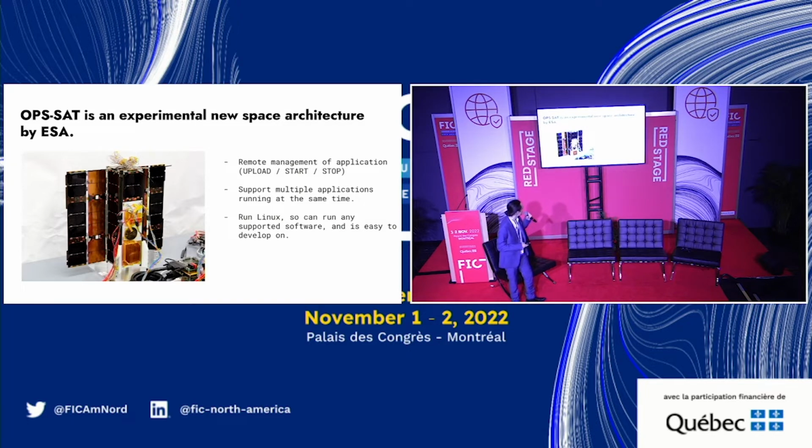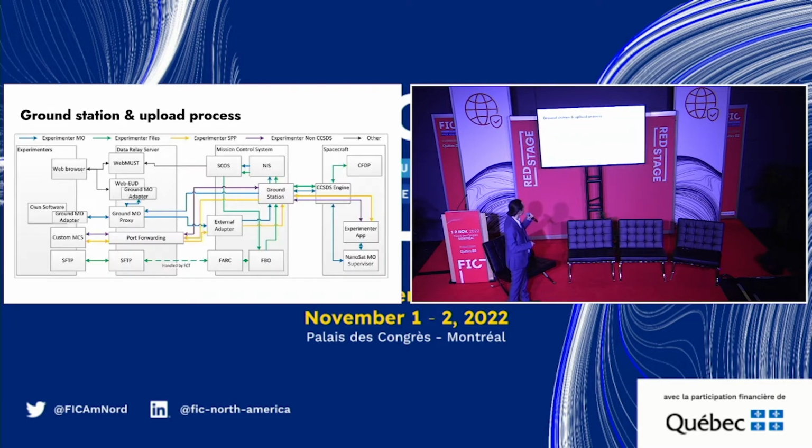This is the target, the OPS-SAT, which embeds a platform called the NanoSat MO Framework. That is very different from what you can expect from a normal satellite. It allows running multiple applications at the same time, so different users can upload different applications. It runs a full Linux operating system, so it can run basically everything that already exists on it, such as AI, data processing, everything you can think of. And it has remote management of applications, so you can upload a new application, and start or stop it anytime you want.